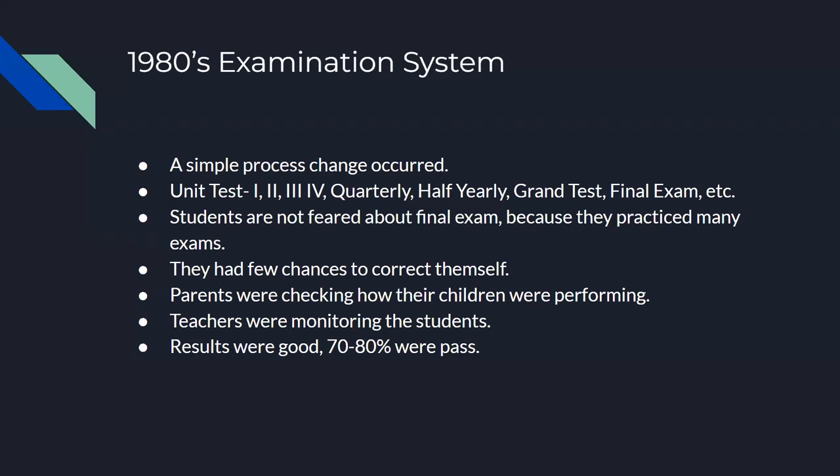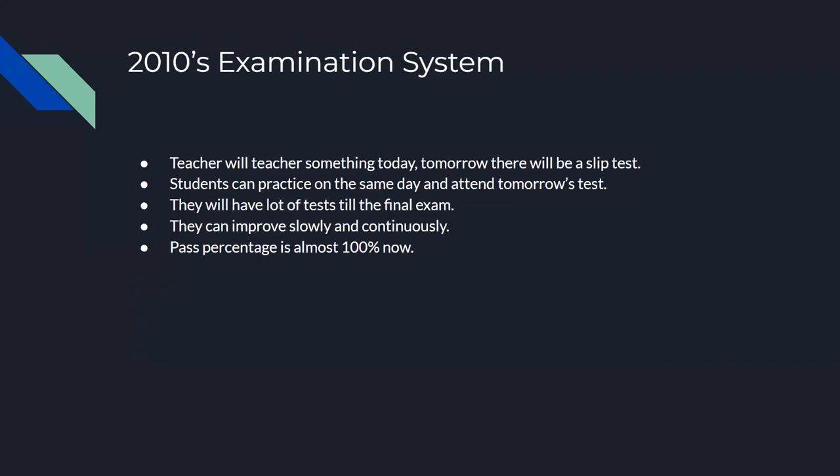If you want to achieve 100% pass percentage, then they introduced a simple process change again, which is the slip test. A slip test is this: if your teacher teaches something today, you will remember many things because you just listened to the class today. If you practice for a little bit of time at home, then tomorrow if they conduct a simple test on today's topic, it is easy for you to clear and your focus will increase. Like this, you will write many exams towards the final academic year, so there are a lot of chances to improve yourself.